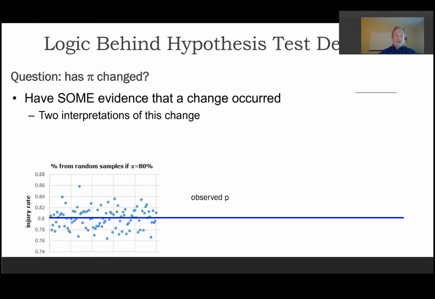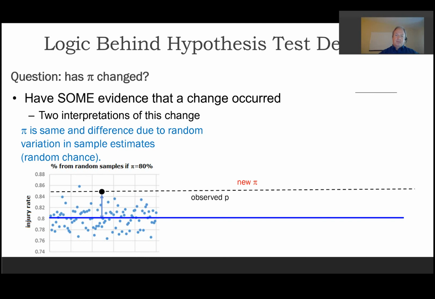So the first says that the population parameter stays at 80%, and this difference that we're seeing between the observed sample percentage and the population parameter is just due to random variation. In other words, this data value is just part of the random scatter that the sample estimates have around this population parameter. And this would be the interpretation we would believe if we thought the null hypothesis was true.